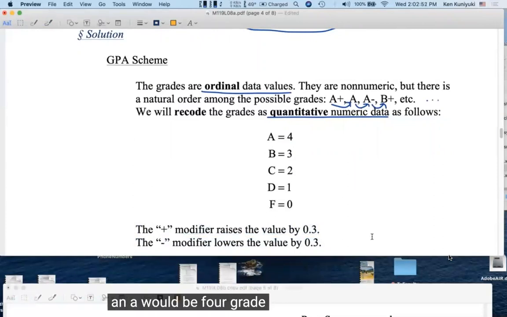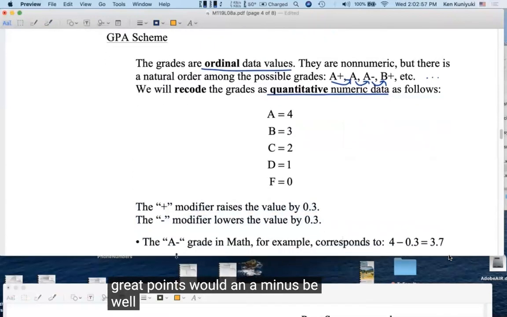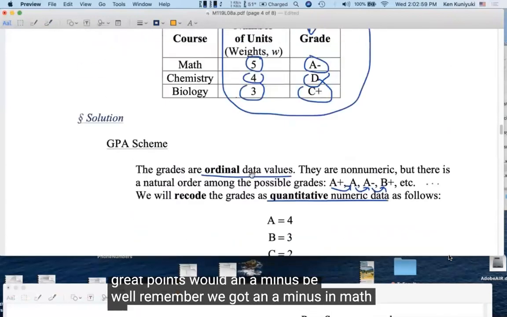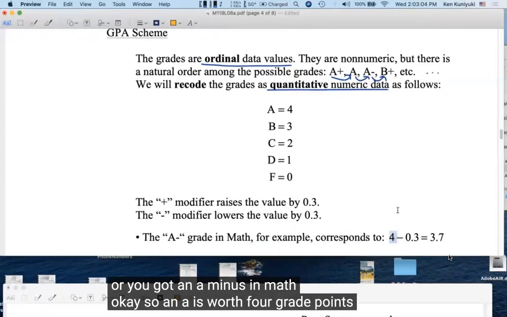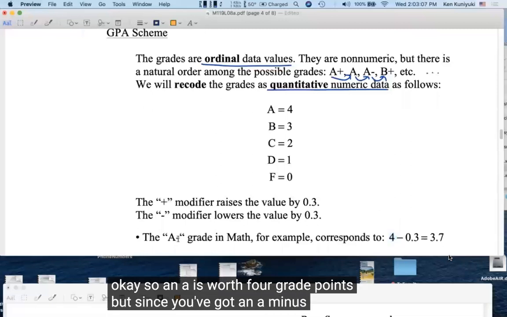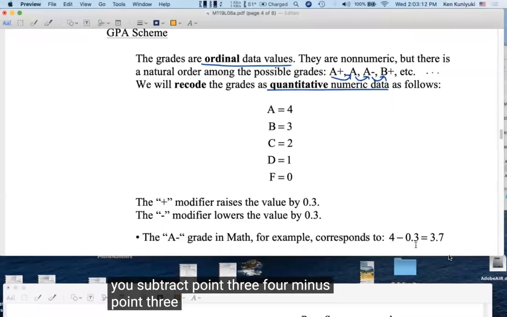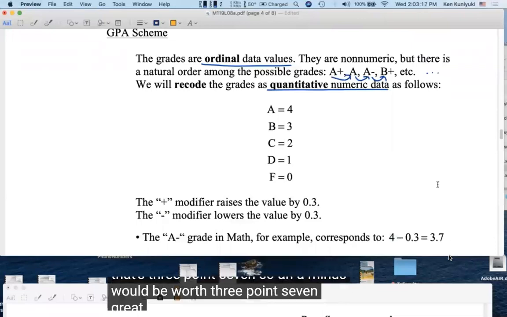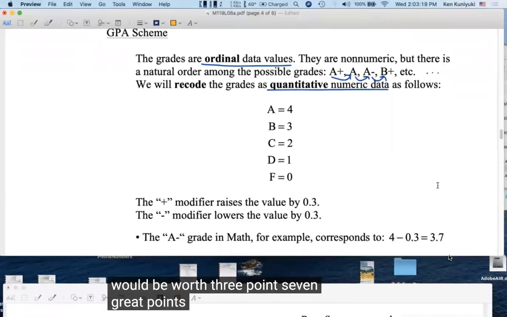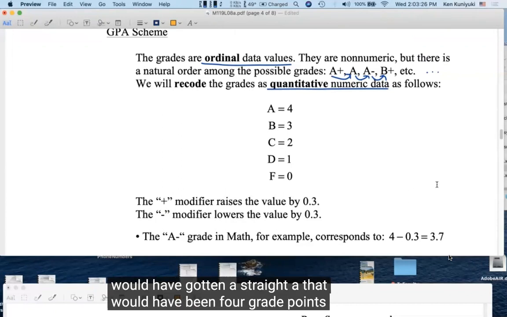An A would be 4 grade points. How many grade points would an A minus be? Well, remember, you got an A minus in math, okay? So an A is worth 4 grade points, but since you got an A minus, you subtract 0.3, 4 minus 0.3, that's 3.7. So an A minus would be worth 3.7 grade points. So a student might say, oh, I wish we didn't have modifiers. Then I think I would have gotten a straight A. That would have been 4 grade points. All right.